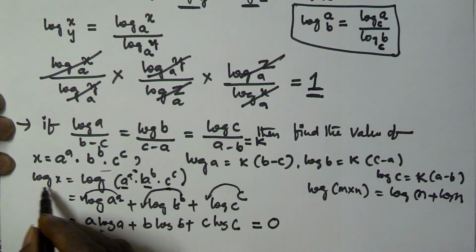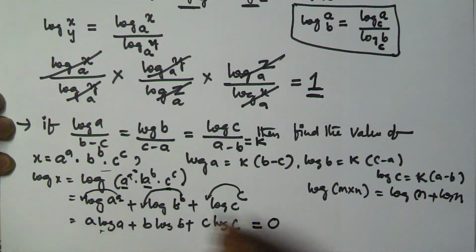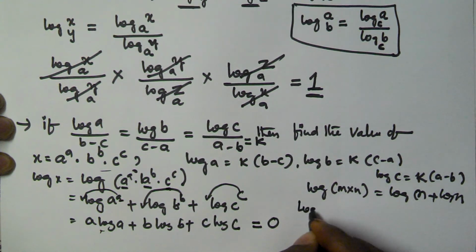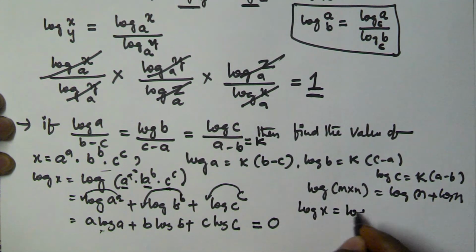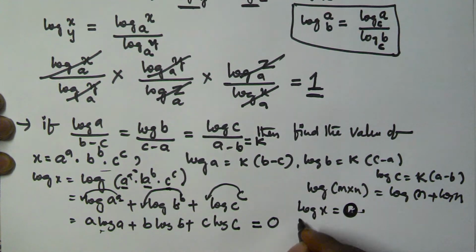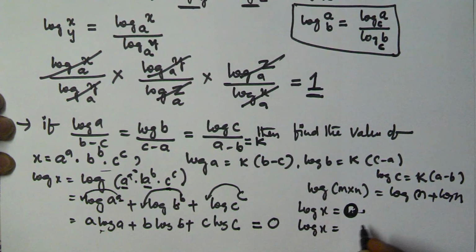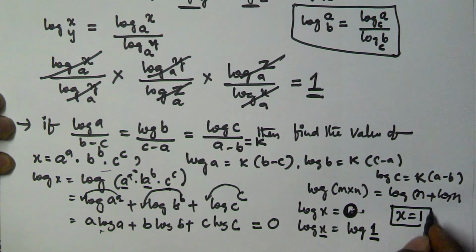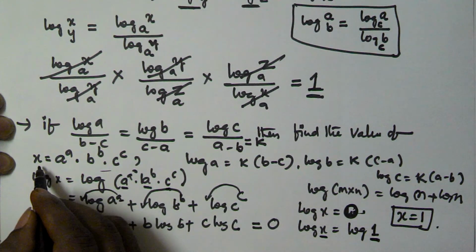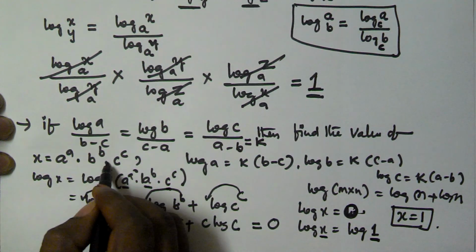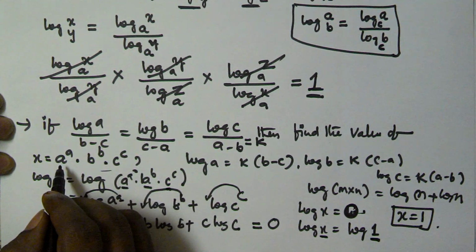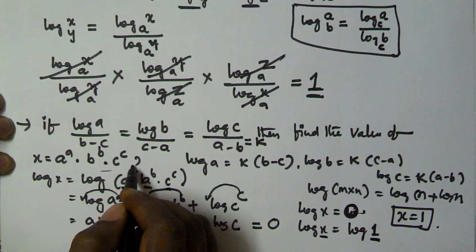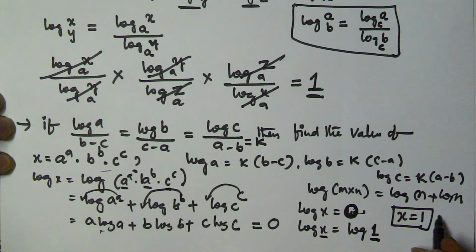So that means log x value is equivalent to 0. The 0 value in the log means log x is equal to log 1, because log 1 value is 0. So that means x is equal to 1. When x is equal to 1, we assumed that x is equal to a to the power of a into b to the power of b into c to the power of c. So that means the value of a to the power of a, b to the power of b and c to the power of c is going to be 1.